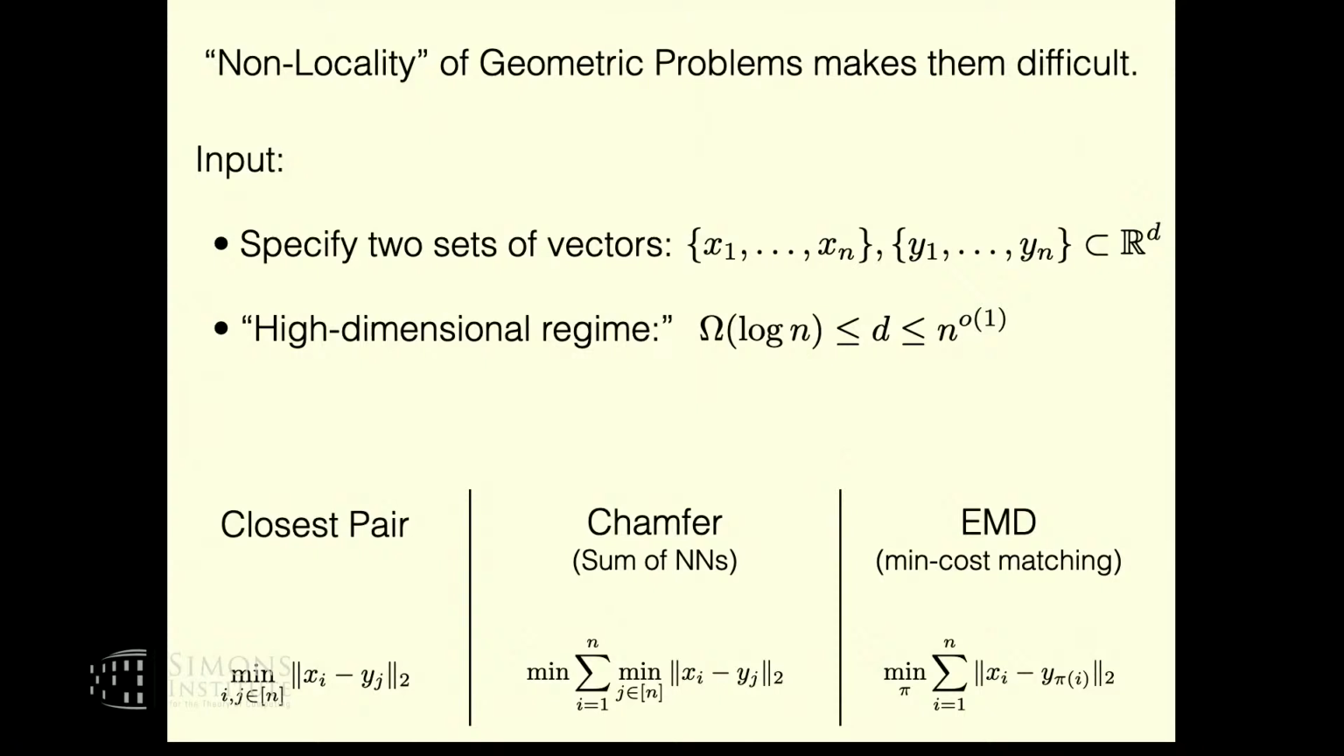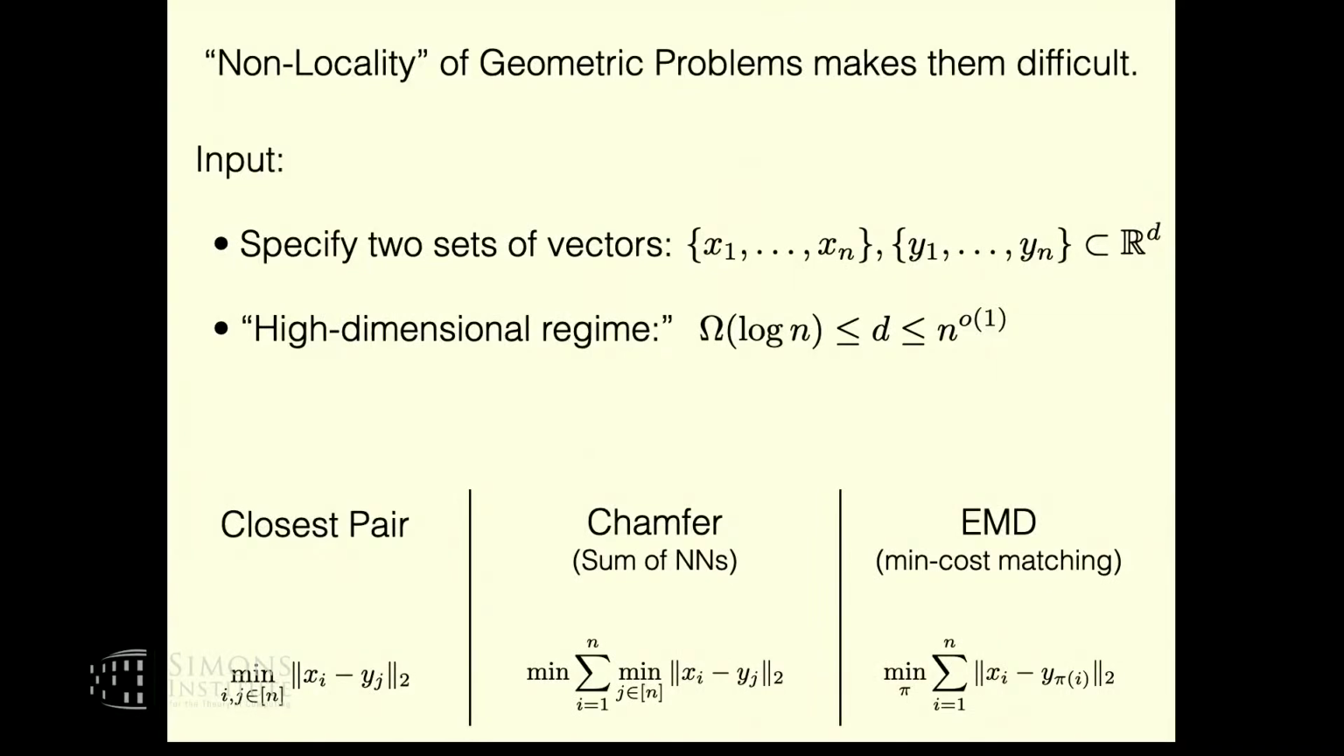For the rest of the talk, my input is always going to be two sets of vectors, x1 through xn, that's my one set, and y1 through yn, these are vectors in R^d. You should think about the so-called high-dimensional regime. All this means is that the dimensionality d is significantly larger than log n, but less than n to the little o of 1. We'll care about the dependence on n. You don't want to be exponential in the dimension, but if you pay arbitrary polynomials in d, maybe that's OK.